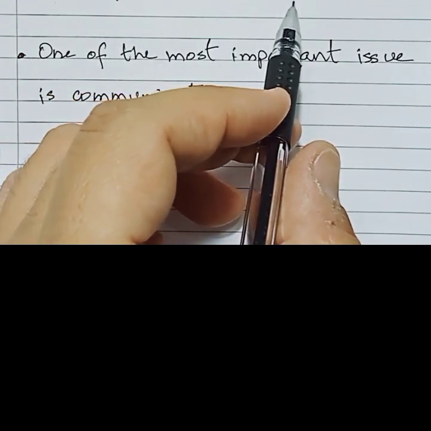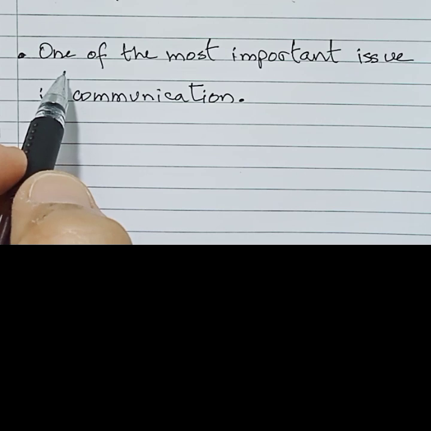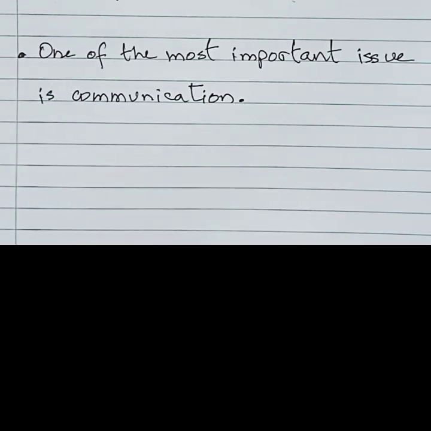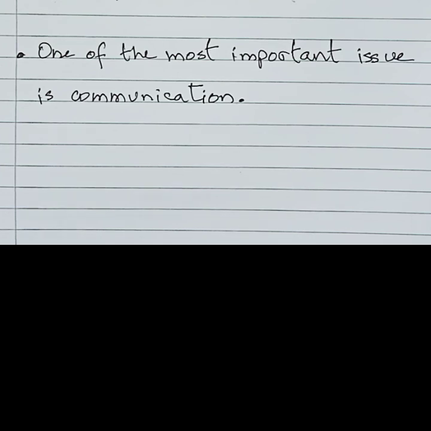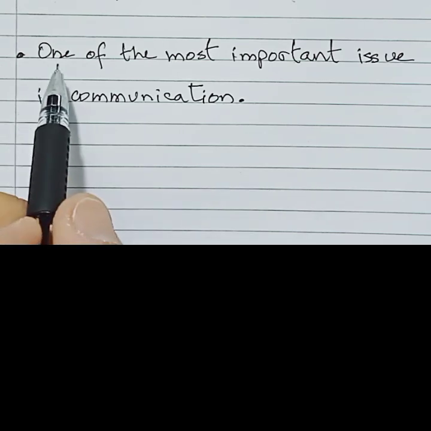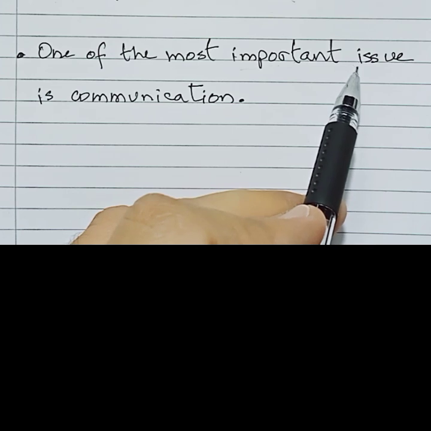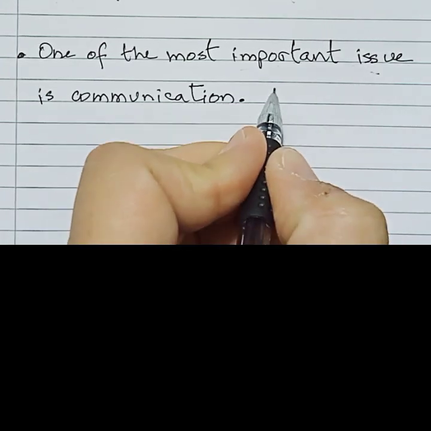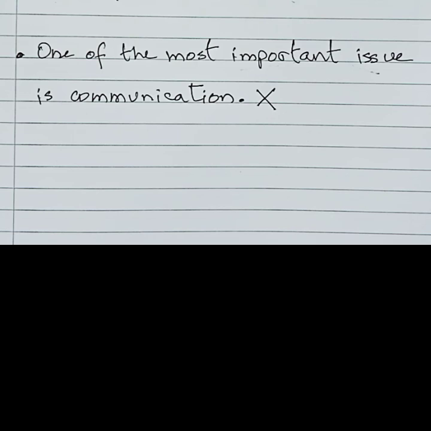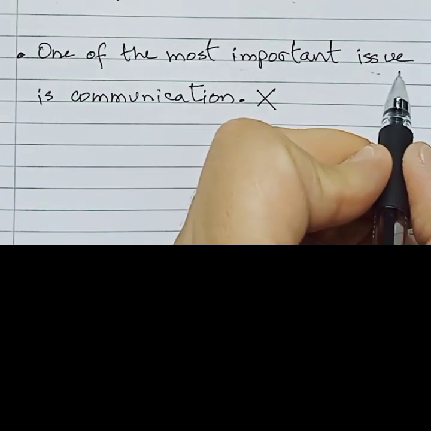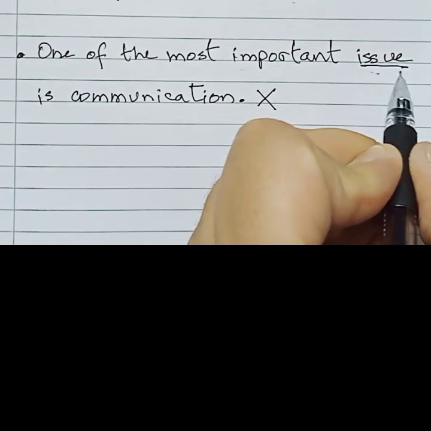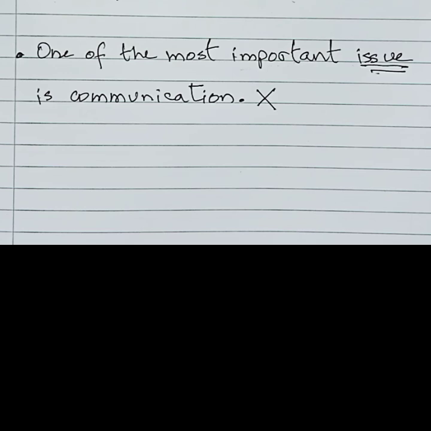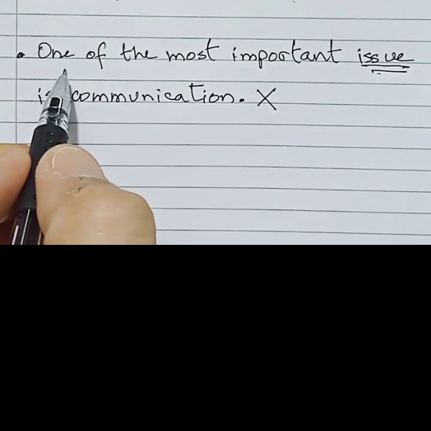Sentence number 3. One of the most important issue is communication. This is the trickiest sentence for today. One of the most important issue is communication. This is wrong. It sounds correct. Why the problem is issue? Why? One of the.